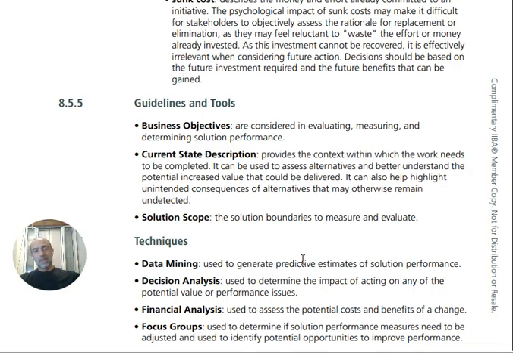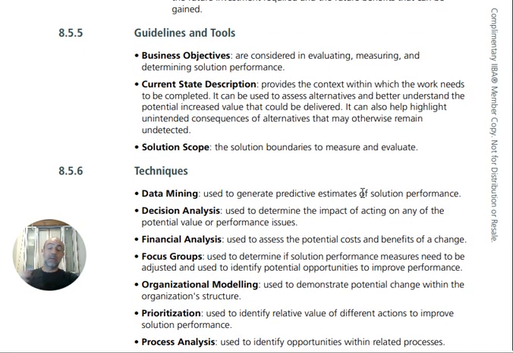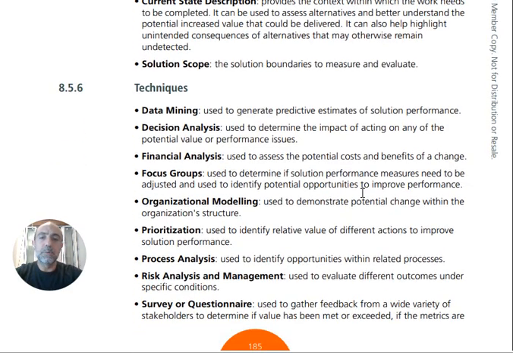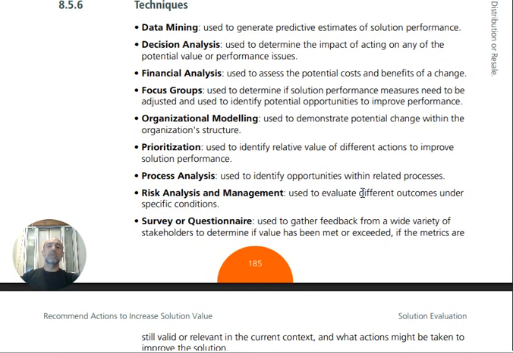So what are the guidelines and tools? Business objectives, current state description, and the solution scope. These make sense because, like, where are we going, where are we, and how far does the solution reach? And what are the techniques we're using? Data mining, decision analysis, financial analysis, focus groups, organization modeling, prioritization, process analysis. With these, for example, they're a lot more research oriented. Organization modeling, focus groups, decision analysis. It's more of an interaction with what is going to be touched by the solution.